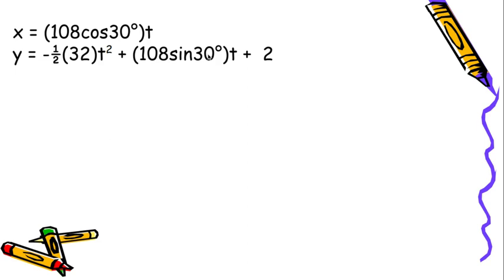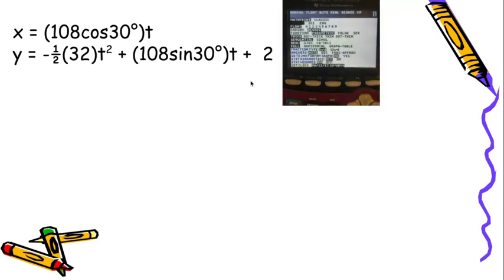And then the initial height of the ball when it was hit was 2 feet. So that's where the plus 2 comes in. Make sure you have the t here, t squared and t here, and this would just be a constant. If we're trying to solve this one on the graphing calculator, the first thing we have to do is make sure we're in the correct modes.